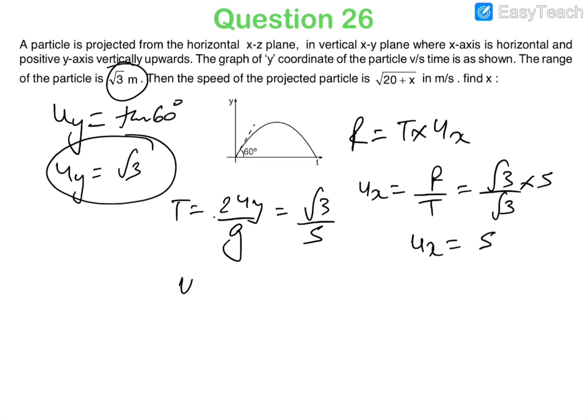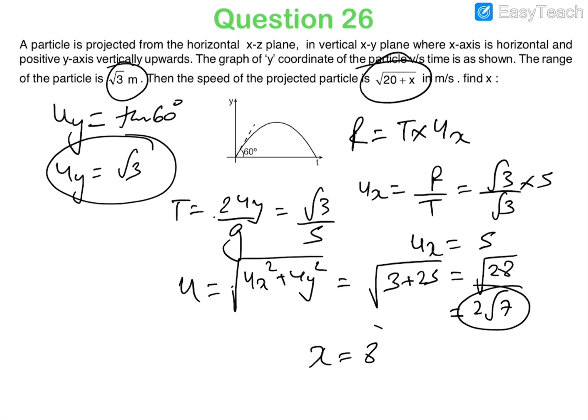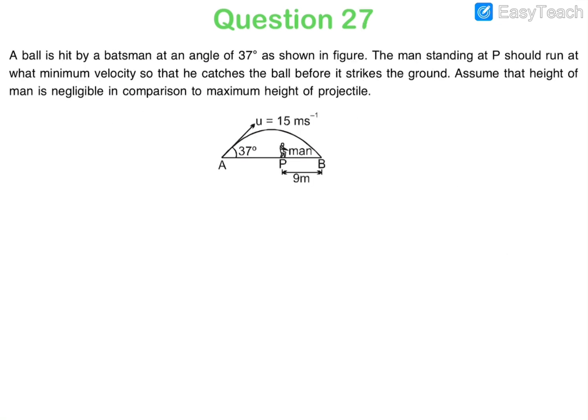Okay, and u will be equal to under root of ux square plus uy square. So u will be equal to under root of 3 plus 25. So it will be root of 28, which is 2 root 7. So x we have to find out. So x is equal to 8. Now we move on to the next question.